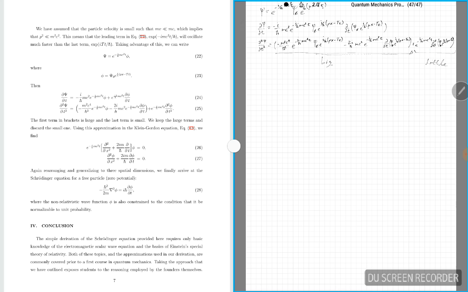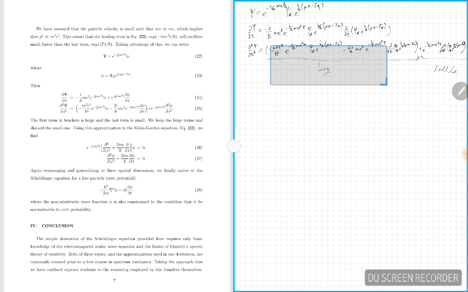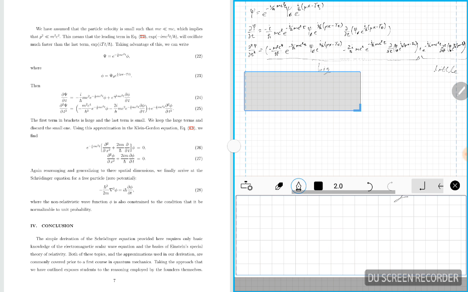So we're not really going to worry about the second part at all. We're only going to worry about the first part, because we are assuming that the velocity is much, much smaller than relativistic velocities.